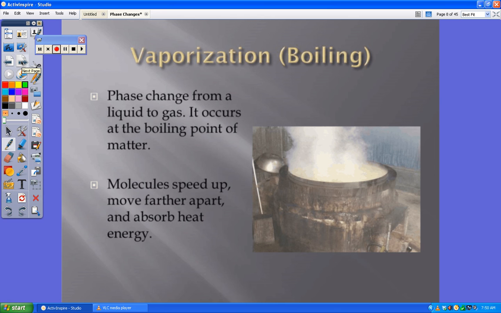Vaporization, boiling. So this is a phase change from a liquid to a gas. It occurs at the boiling point. Molecules speed up when they make that jump from the liquid phase to the gas phase, and it takes absorption of heat energy for this to occur.